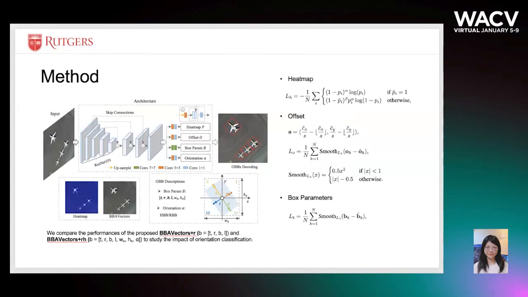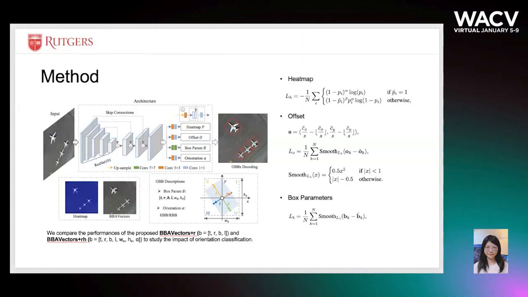This figure shows the overview of our network. We use ResNet-101 as the backbone. The output has four channels. The first one is the heat map, which is used to predict the possibility of the center points of the objects. The heat map and offset are used to decode the center point of the object. The box parameters predict the BBA vectors and the external width and height of the oriented bounding boxes.